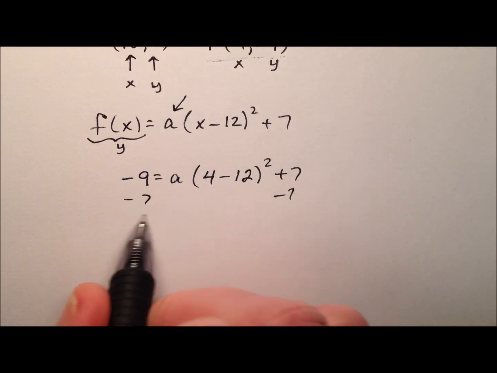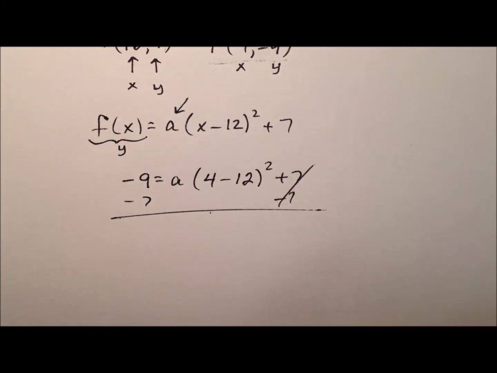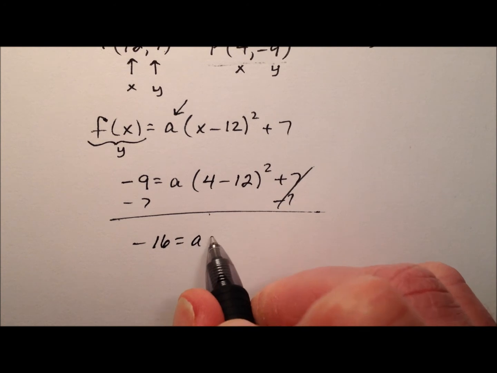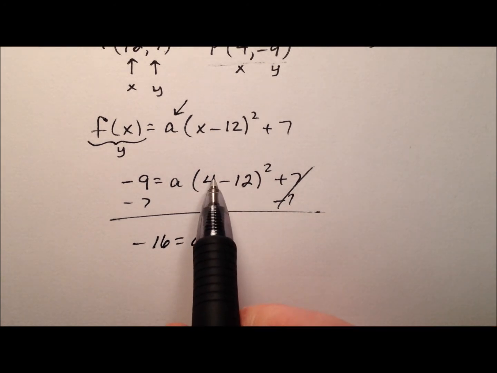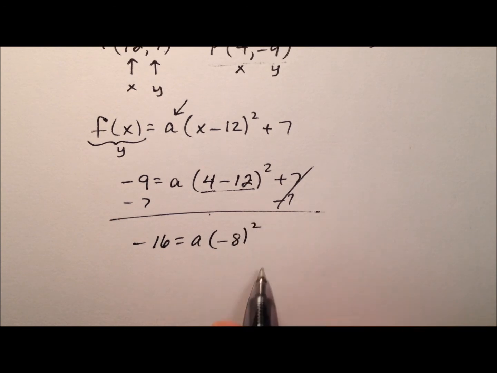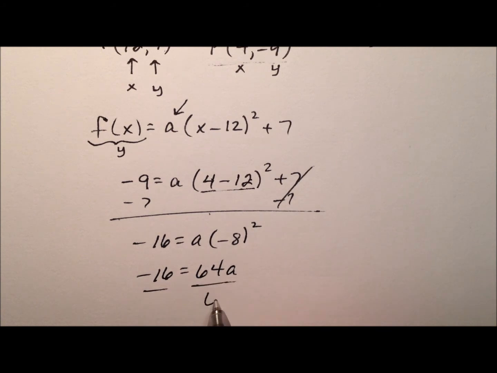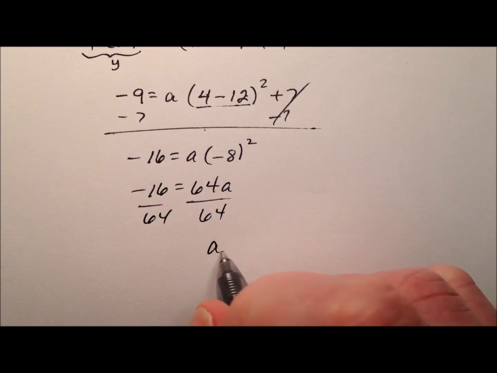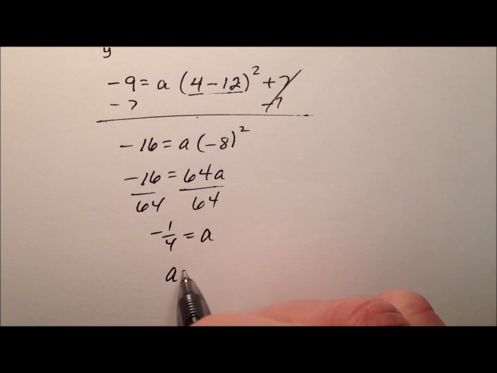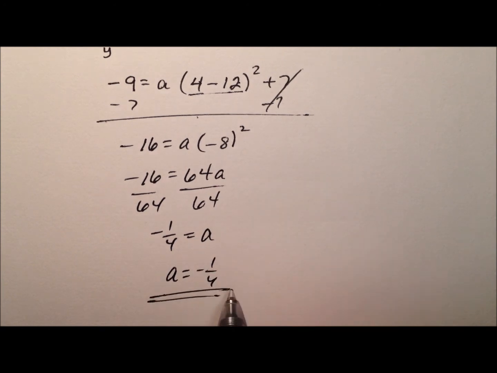So let's subtract 7 from both sides, and that'll cancel from the right side. So it looks like -16 equals a times, let's see, 4 minus 12 will be -8. So (-8) squared. But (-8) squared, isn't that, let's see, 64? So let's go ahead and divide both sides by that 64. And it looks like my value for a will be -1/4. Or I can write a equals -1/4.